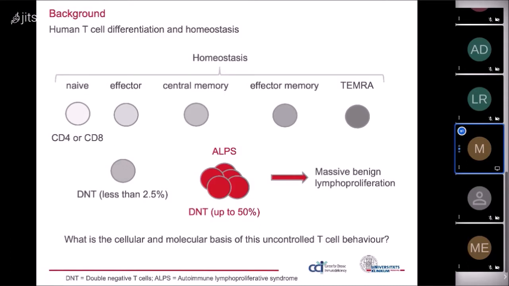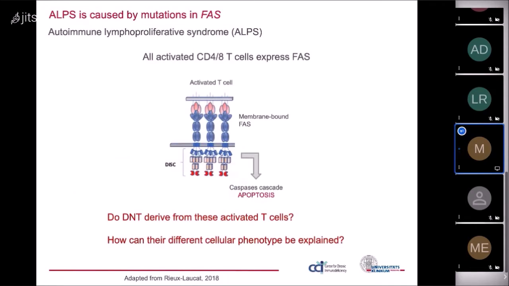ALPS as a disease is most frequently caused by mutations in the FAS gene, and FAS is highly expressed on all activated T cells. So at the beginning, for this reason, it seemed likely that DNT in ALPS simply derive from activated T cells. However, it was actually already known by previous studies, mainly based on flow cytometry, that ALPS DNT also express, for example, markers of naive T cells, making this hypothesis not conclusive.